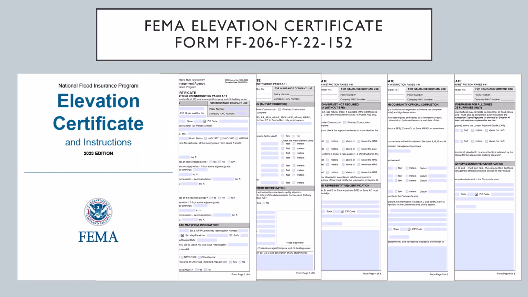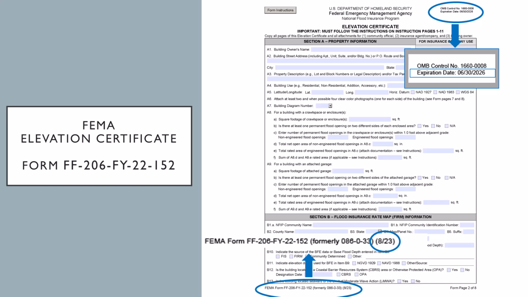FEMA has many forms related to construction in the Special Flood Hazard Area, or SFHA. To be sure we are clear, we will be covering the FEMA Elevation Certificate FF-206-FY-22-152. The form shown on the screen will be referred to as the 2023 form. Let's first understand some basics about the Elevation Certificate, or EC.